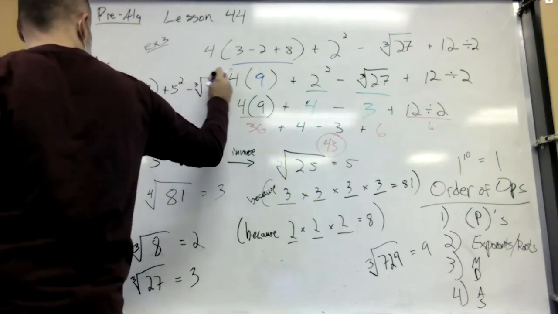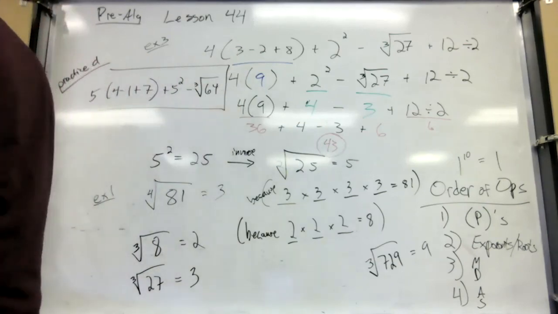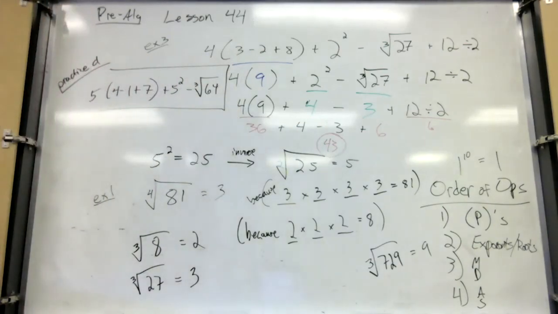Wait, what does that say? 4 minus 1 plus 7? Of course I look like Xavier, because I am Xavier. Yep, 4 minus 1 plus 7.